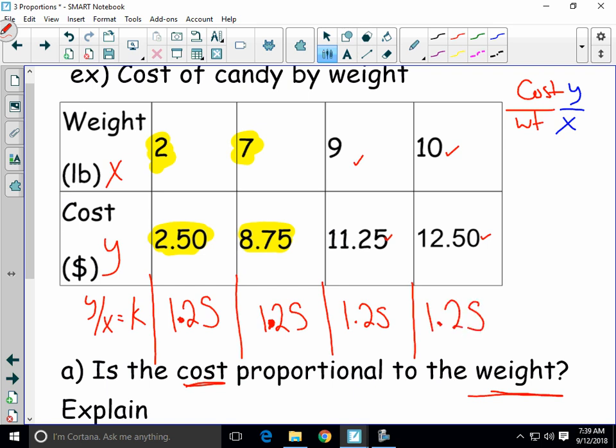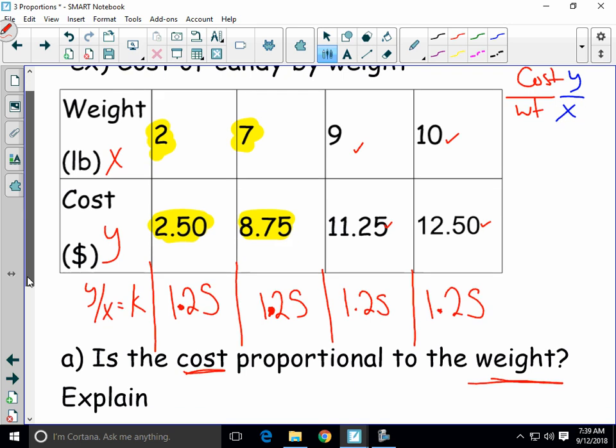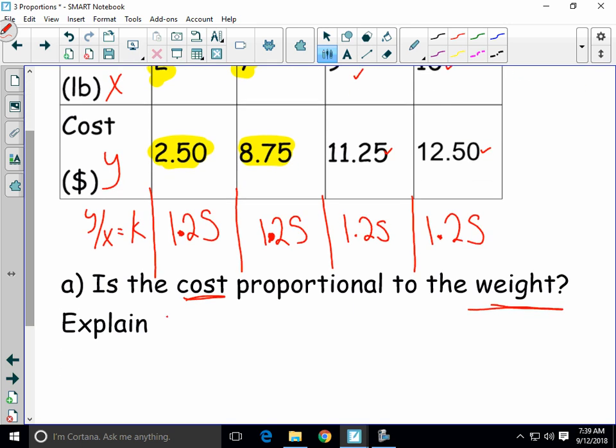Okay, so yes, this is a proportion. All of those numbers are the same. That's called the constant. Yes, the constant is 1.25.